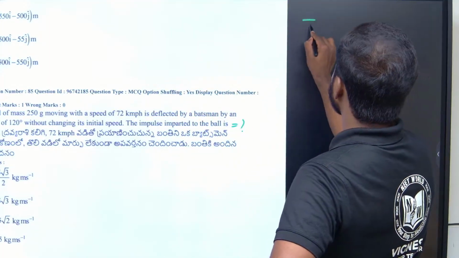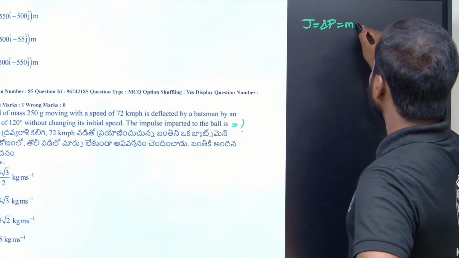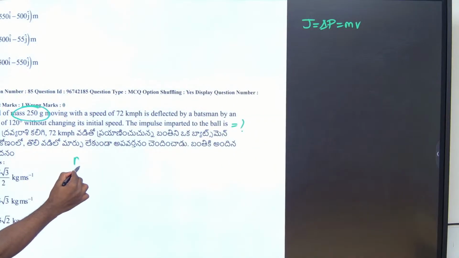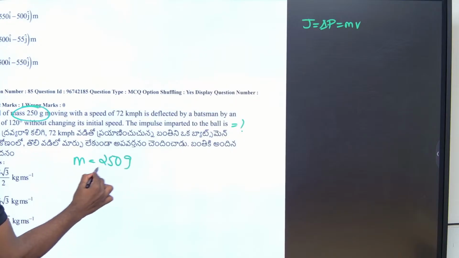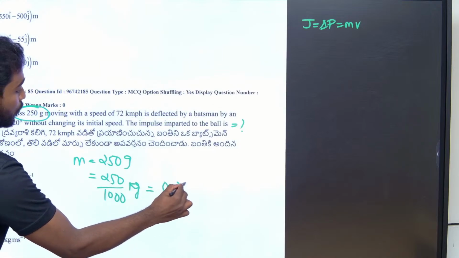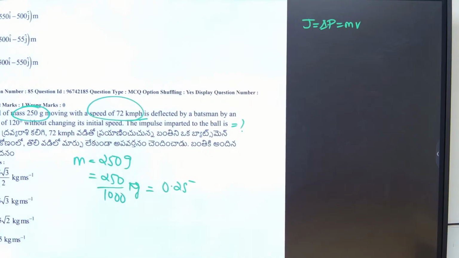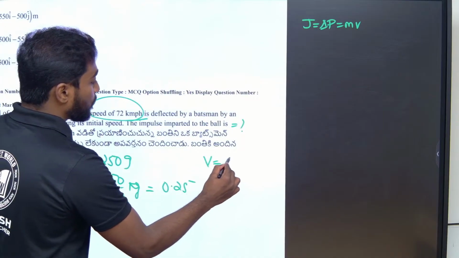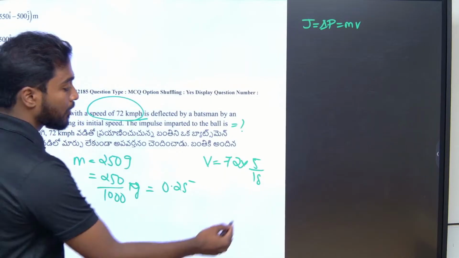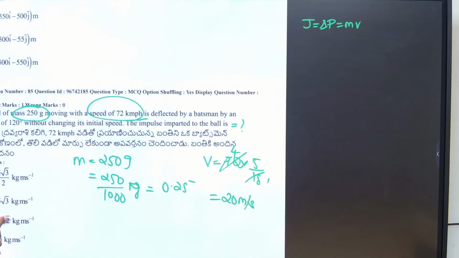Okay, so impulse is nothing but change in momentum, right? Mass into velocity. So what is the mass given here? It is 250 gram, which is nothing but 250 by 1000 kg. It is 0.25, right? Now the speed is given as 72 km per hour. So v is equal to 72 into 5 by 18. If I want to convert it into meter per second, it is 5 by 18. So 20 meter per second is the velocity.